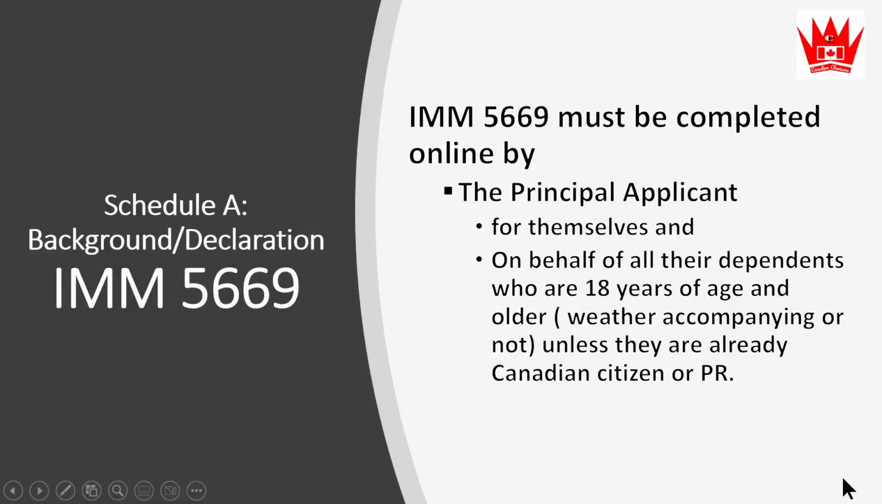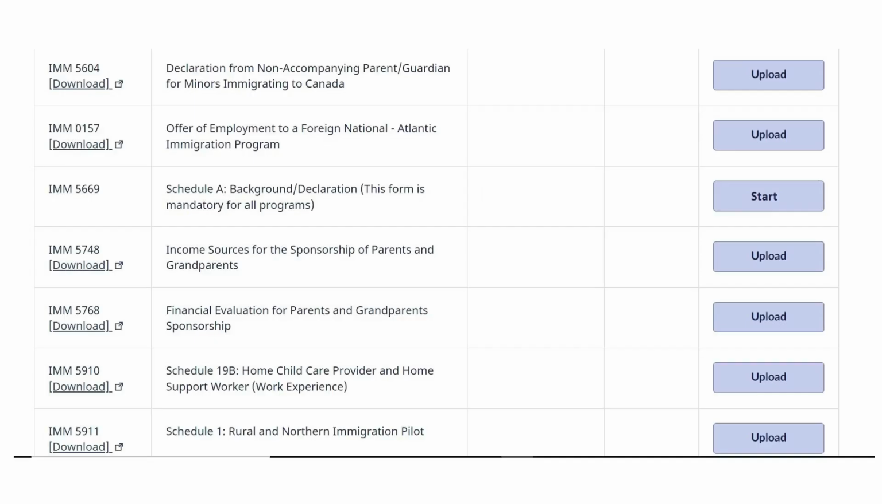Schedule A, Background Declaration IMM 5669. IMM 5669 must be completed online by the principal applicant for themselves and on behalf of all their dependents who are 18 years of age and older, whether they are accompanying to Canada or not, unless they are already Canadian citizen or PR. To start this form, log in to your PR portal, scroll down to your form list, go to IMM 5669 and click on Start.